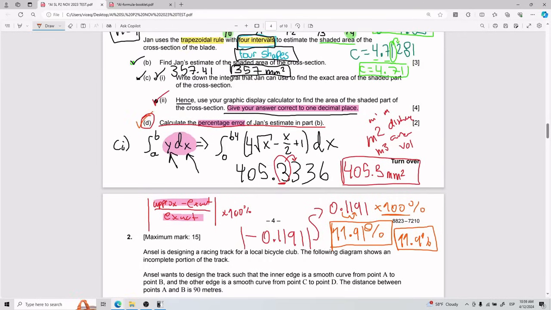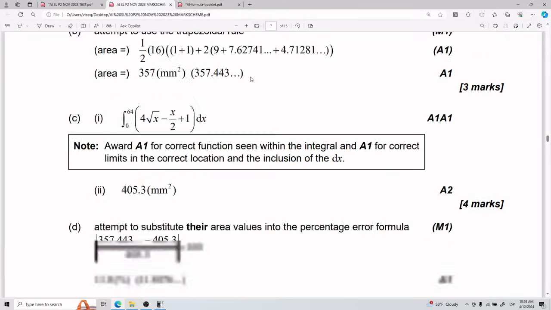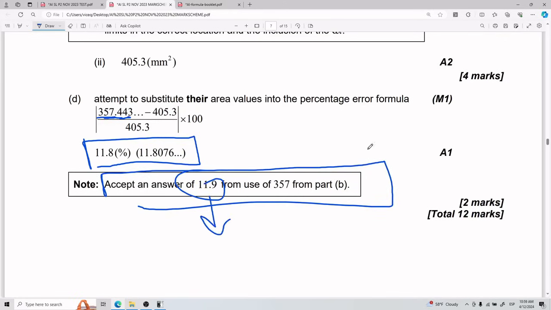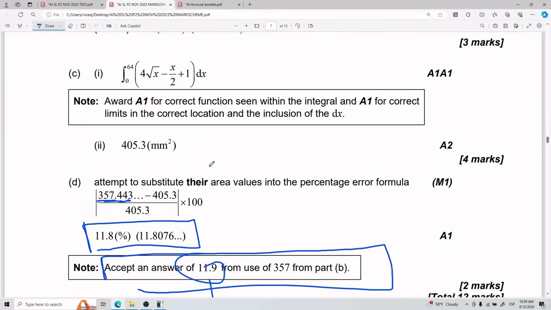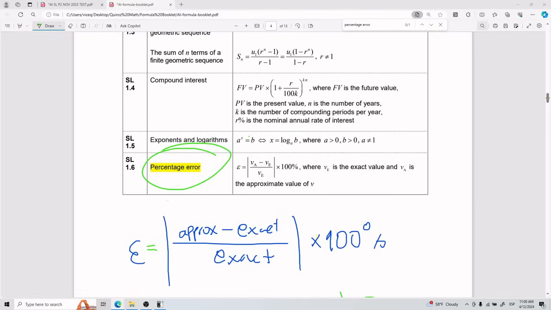So that is for part D. If you look at the answer key, it says that the answer is 11.8, and that is if you use the long version of 357, okay? I decided to be consistent, use the answer from part B as it says here, and they accept your answer of 11.9. What is my message? As long as you're consistent, you're going to be fine. As long as you learn the method of these exercises and follow the due process, you will be fine.